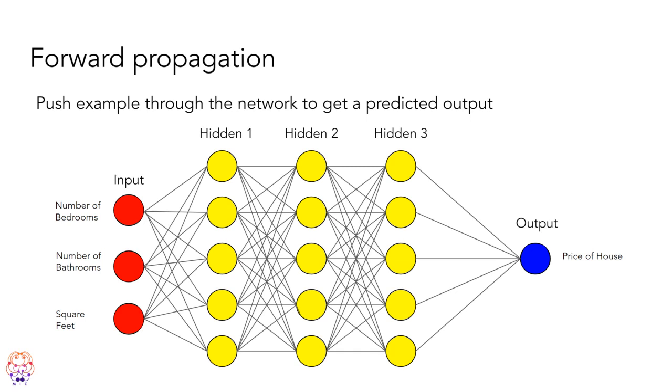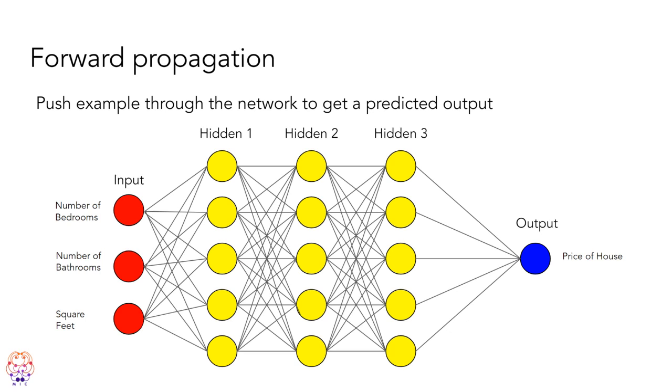In this case, for the price of a house, it's probably too much to have a lot of hidden layers. This is just for the sake of example. But when you're doing things like image data, it's much more useful to have hidden layers stacked on top of each other. People have done hundreds of layers stacked on top of each other. So that's forward propagation.